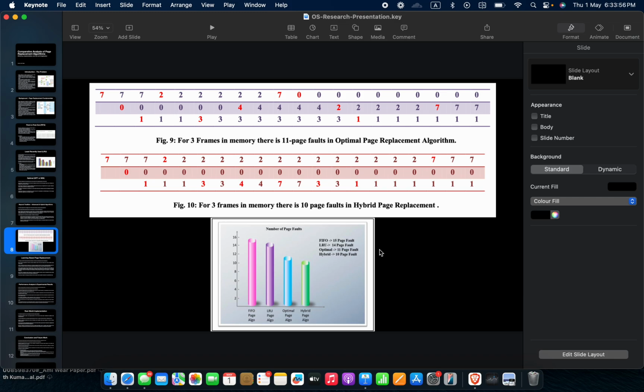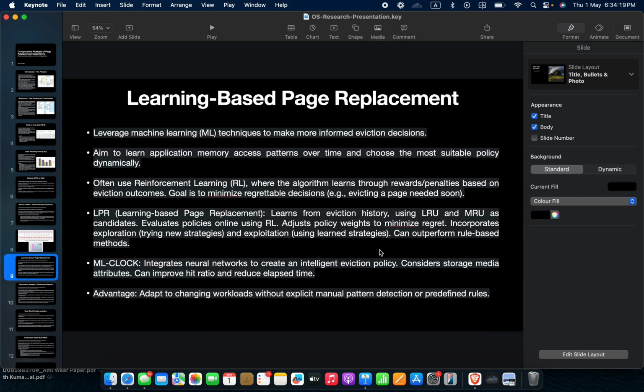algorithms. As expected, FIFO shows the highest number of faults at 15, followed by LRU with 14, optimal with 11, and the hybrid approach demonstrated the best real world performance with only 10 page faults. So these results confirm that well-designed hybrid approaches can sometimes outperform even the theoretical benchmark in specific scenarios.